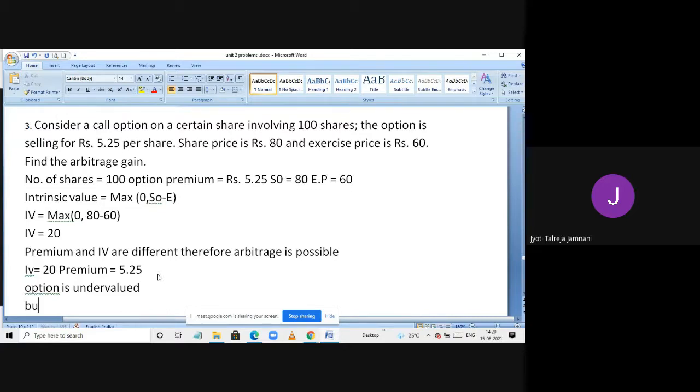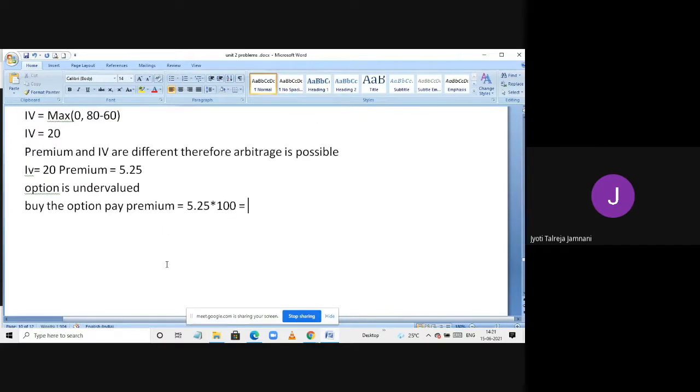If it is undervalued, what do we do? We buy the option, for which you pay premium. And premium is 5.25 into 100 shares. So 5.25 into 100, you're paying 525 as premium. Then you buy the shares because it's a call option.